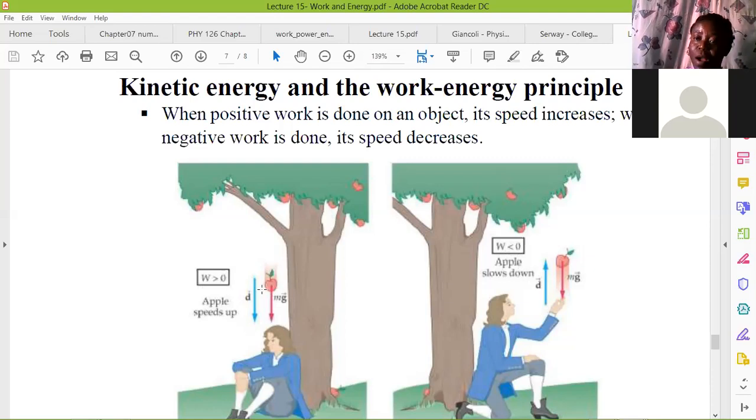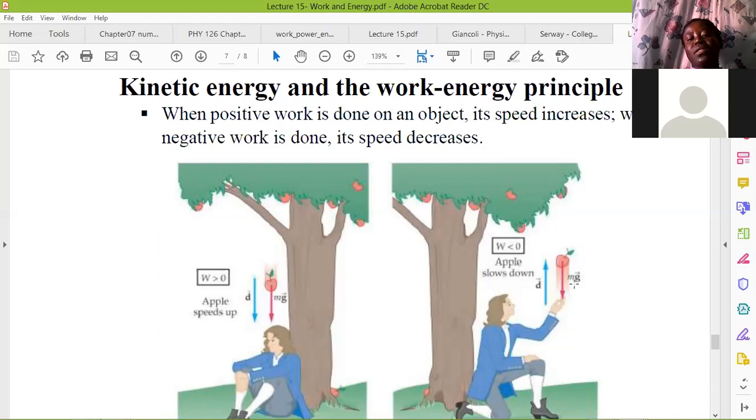And remember from our free fall and projectile, we say that as the body goes up, the speed tends to decrease, and when the body goes down, its speed increases. So that's what we are talking about here. Here you can see that the speed is increasing as it comes from the higher level going down.